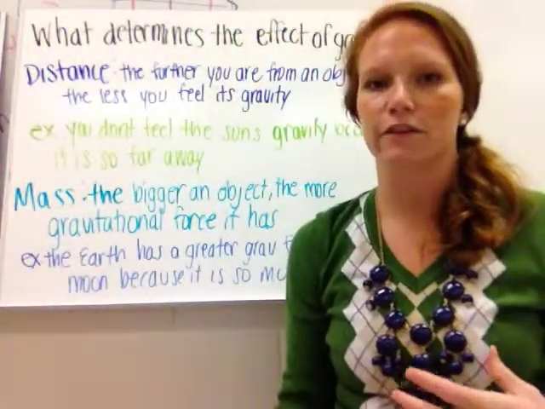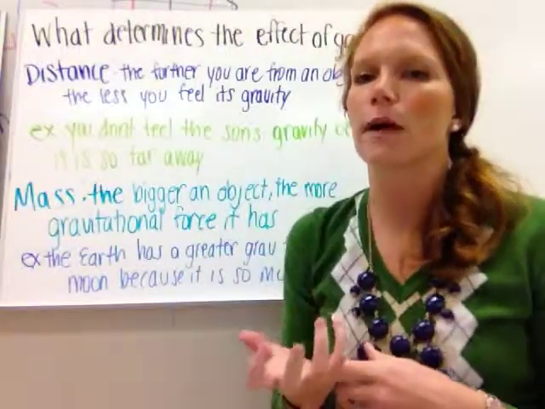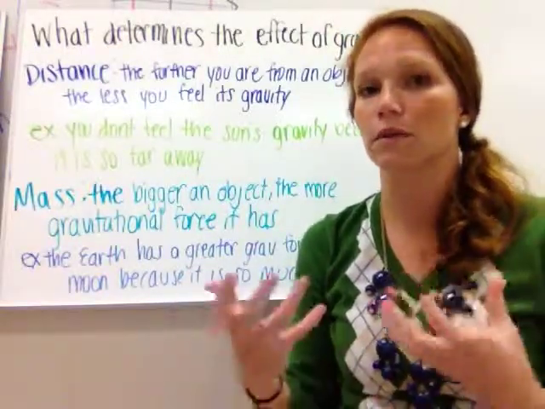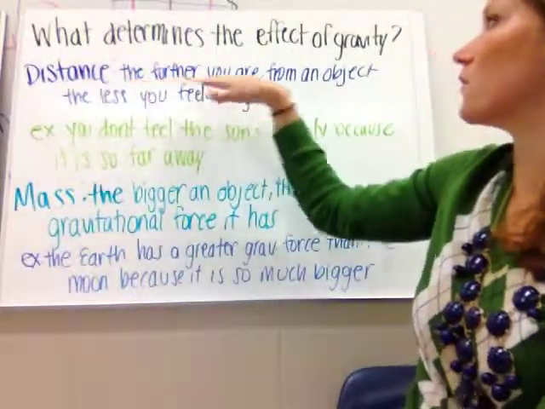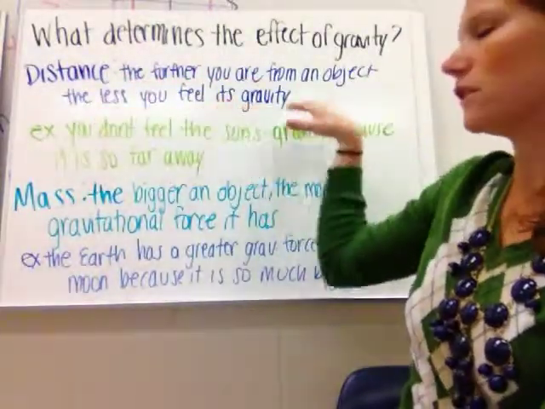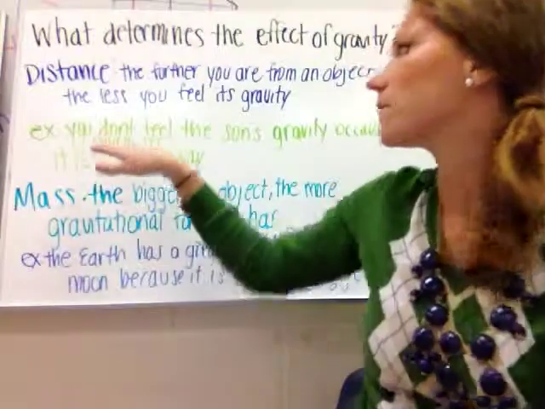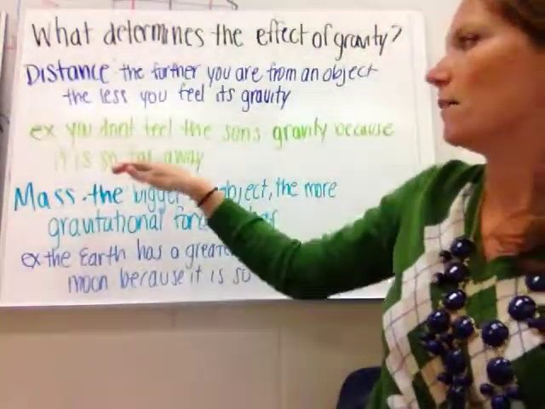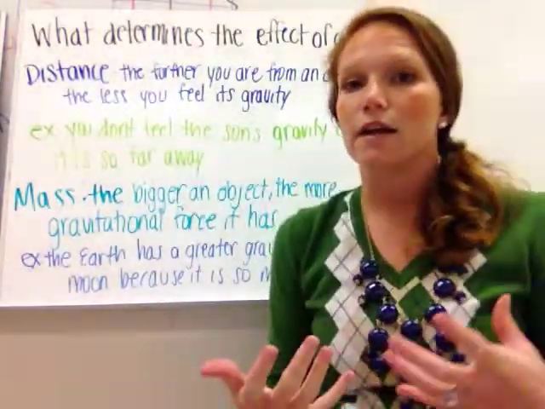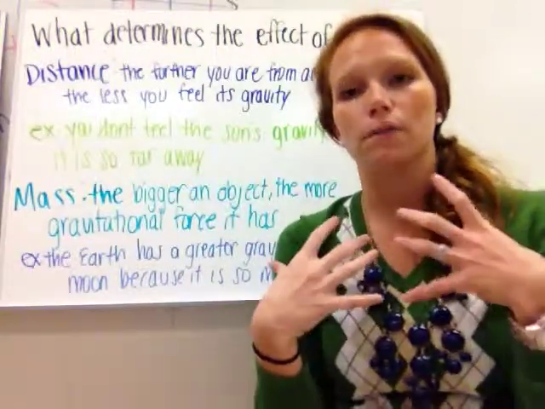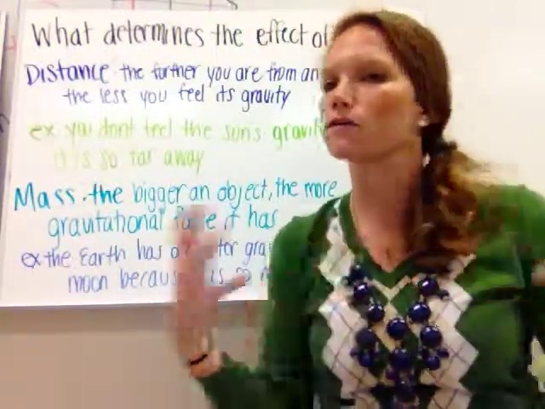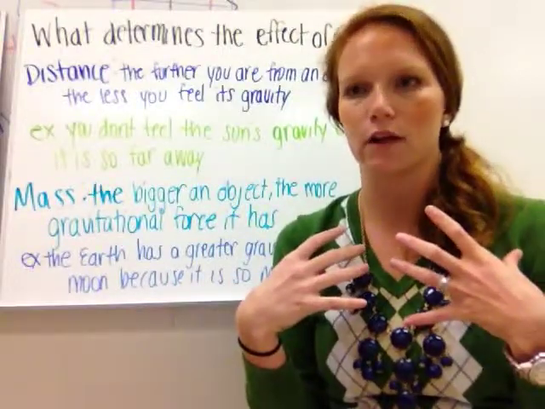So what determines the effect of gravity? What determines how strong that pull is or that acceleration towards whatever the object is? Distance is one of the things. The further you are from an object, the less you feel its gravity. For example, you don't feel the sun's gravity because it is so far away. The sun has a lot of gravity, it has a really strong gravitational pull, but because you are so small and you are so far away from the sun, you don't feel this effect of the sun's gravity on you.